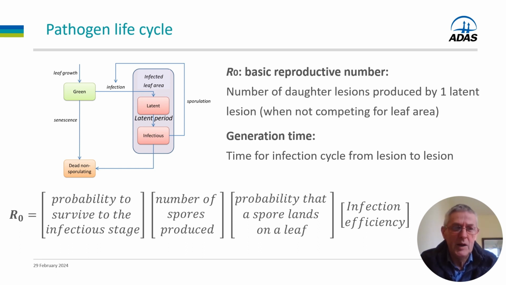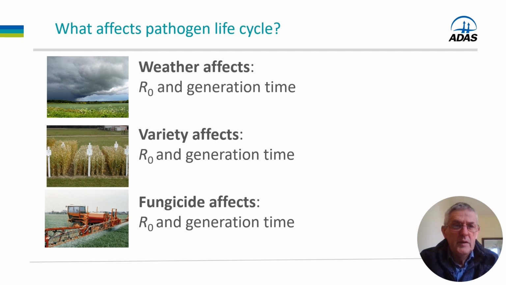And R0 is determined by the probability that a latent lesion survives to the infectious stage, the number of spores produced, the probability a spore lands on a leaf, and the probability that spore infects the leaf. So what are the things that affect R0 and generation time? Three of the key determinants are here. Weather affects R0 and generation time. Variety and host resistance against disease affects R0 and generation time. And fungicide affects R0 and generation time.